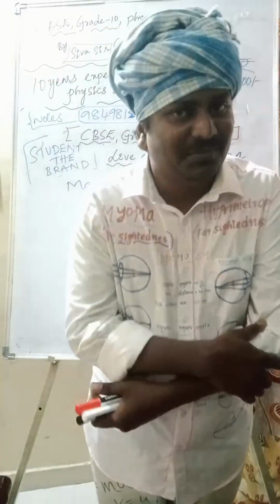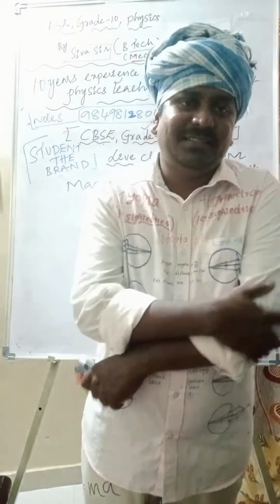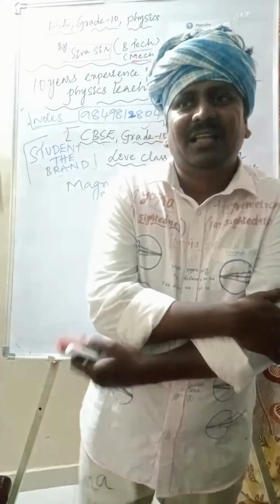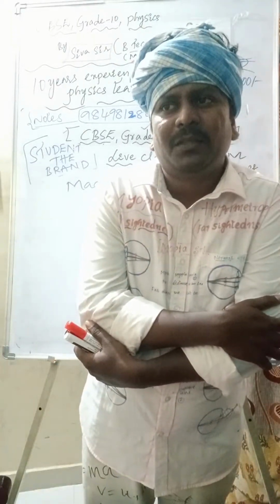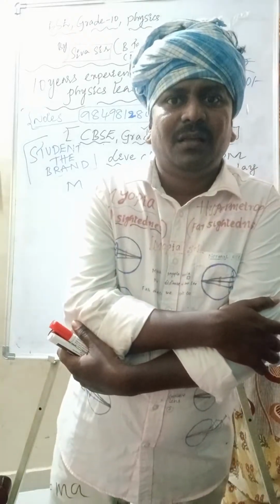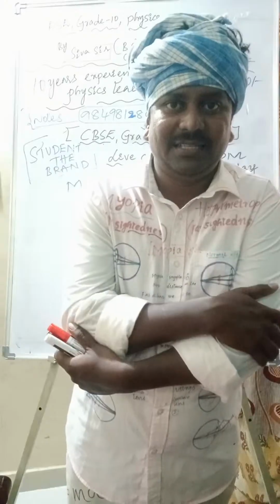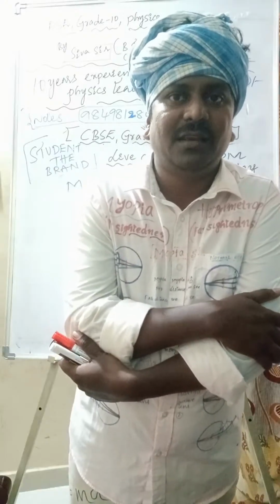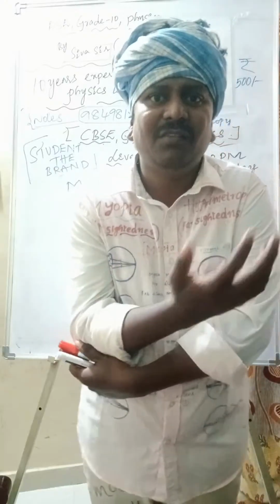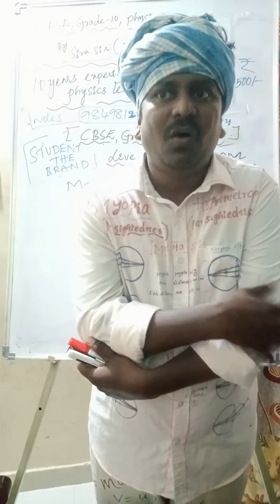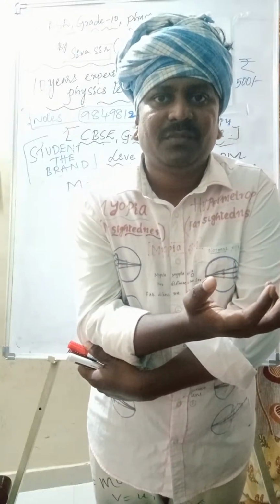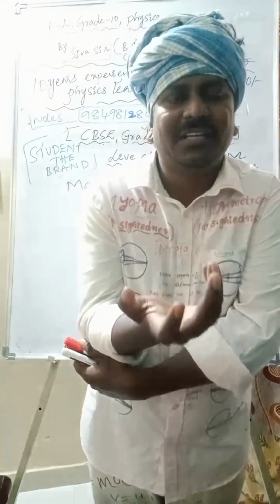Sir, thank you so much, sir. Sir, one question, sir. For a bar magnet, north and south poles are there, sir. But for the solenoid, how can we identify the poles, sir? Can you explain that one, sir?